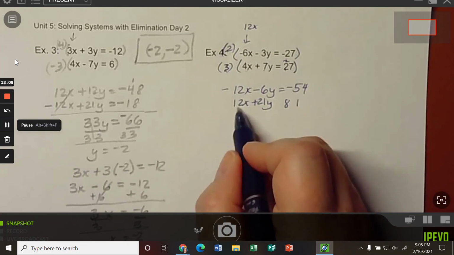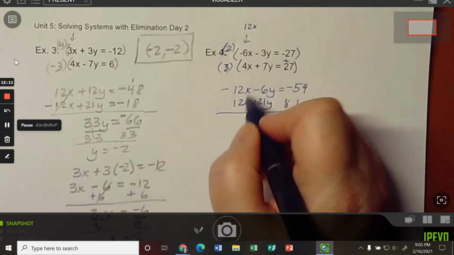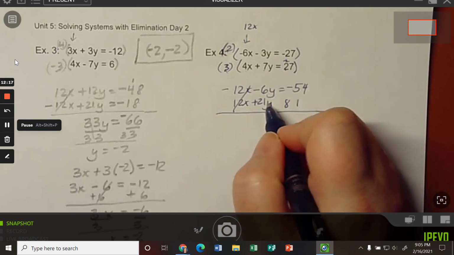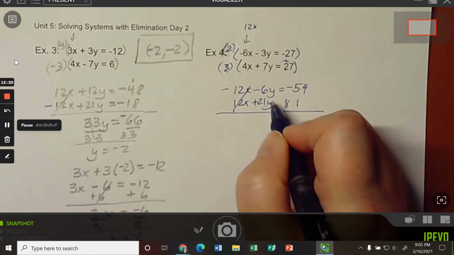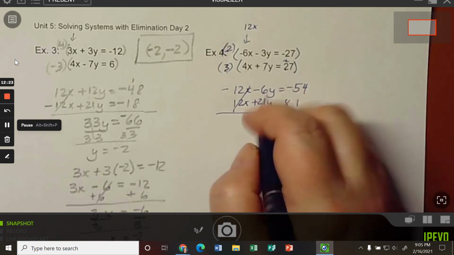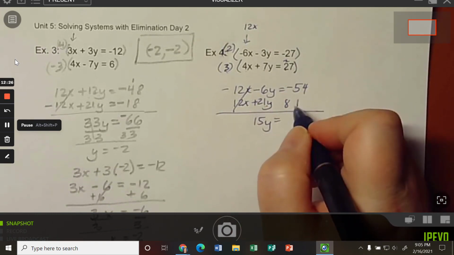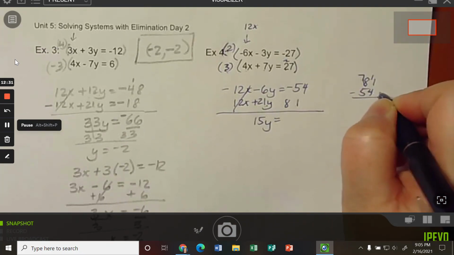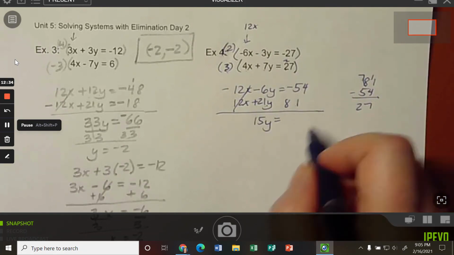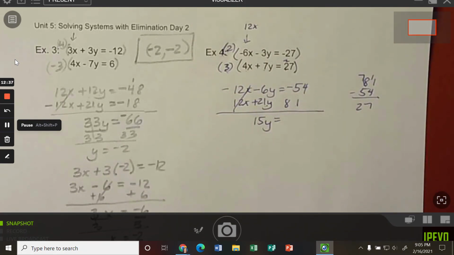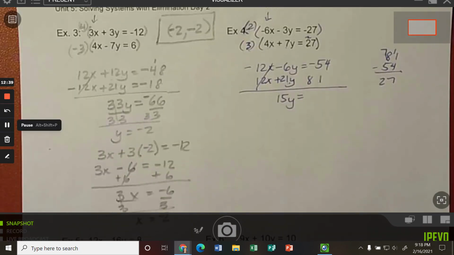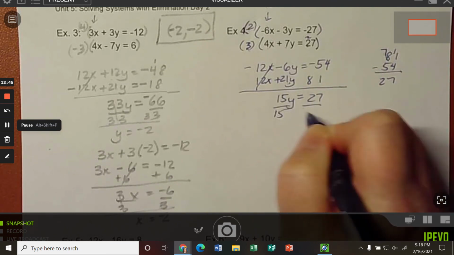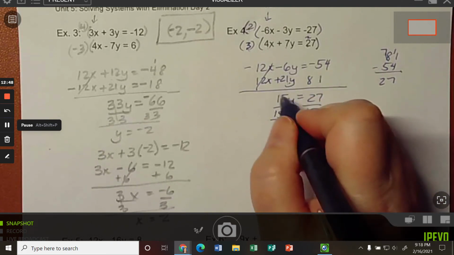Okay, so now we have negative 12x and 12x. These will cancel out. Negative 12x plus 12x is 0. Then I have 21y minus 6y. That gives us a positive 15y, and then 81, I'm just going to jot this down over here, minus 54. It gives us 27. Okay, 27, and then divide by 15 on each side.